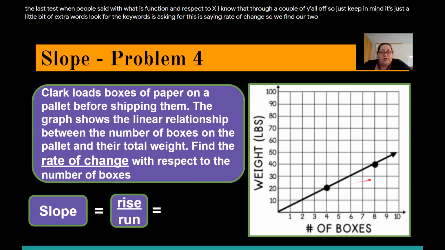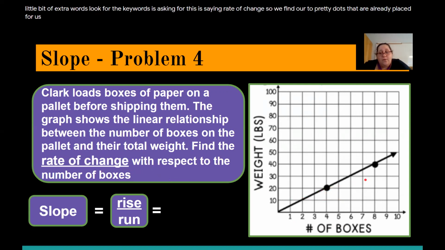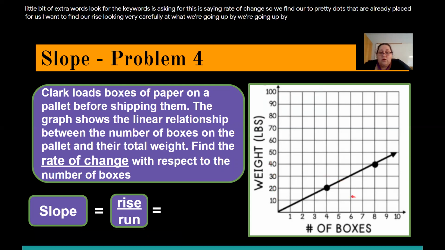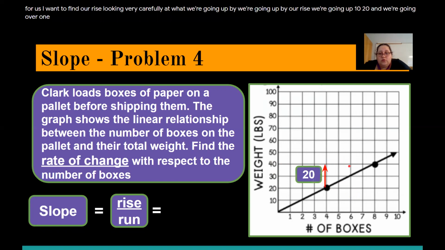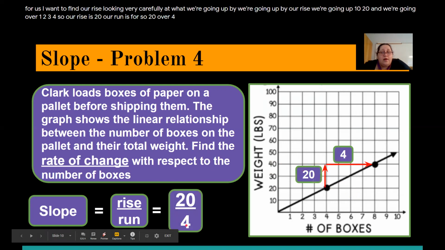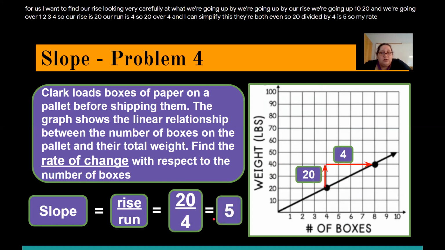So we find our two pretty dots that are already placed for us. And we're going to find our rise, looking very carefully at what we're going up by. We're going up by tens. So our rise, we're going up 10, 20, and we're going over 1, 2, 3, 4. So our rise is 20, our run is 4, so 20 over 4. And I can simplify this, they're both even. So 20 divided by 4 is 5. So my rate of change is 5.